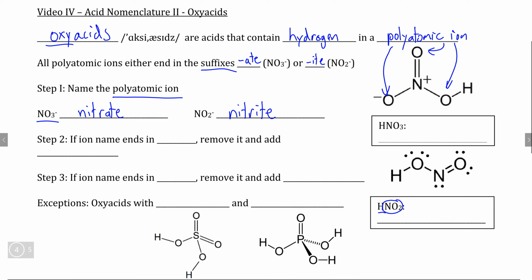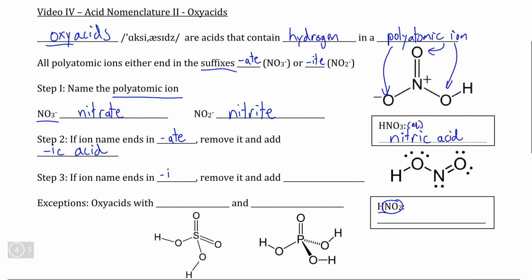For example, if the polyatomic ion's name ends in the suffix -ate, as it does with nitrate, we remove that, so we don't have the -ate on nitrate anymore, and we simply add the suffix -ic acid, as we did with binary acids. So HNO3, when it is in its acid form, is what we call nitric acid.